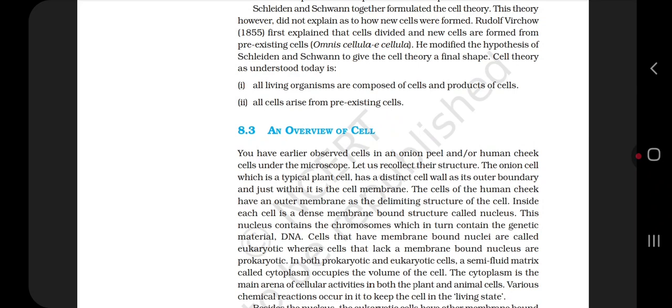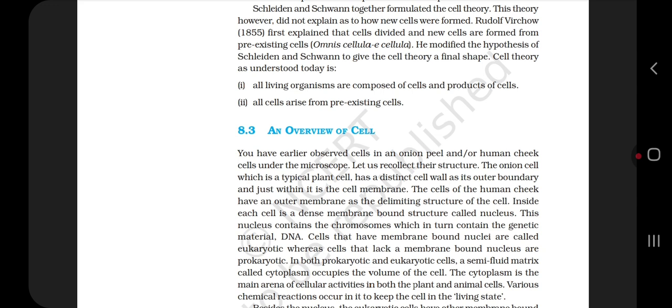The theory, however, did not explain how new cells were formed. Rudolf Virchow first explained that the cells divided and new cells are formed from pre-existing cells, that is, omnis cellula e cellula. He modified the hypothesis of Schleiden and Schwann to give the cell theory a final shape. Cell theory as understood today is, first, all living organisms are composed of cells and products of cells. Second, all organisms arise from pre-existing cells.